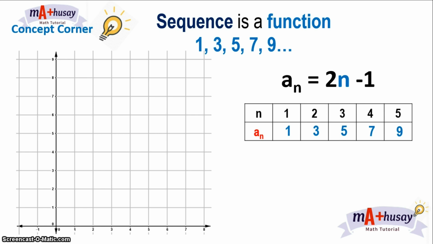So when you graph this set of ordered pairs, (1, 1), (2, 3), (3, 5), (4, 7), and (5, 9), you will have a linear function. Therefore, we have illustrated that a sequence is a function.